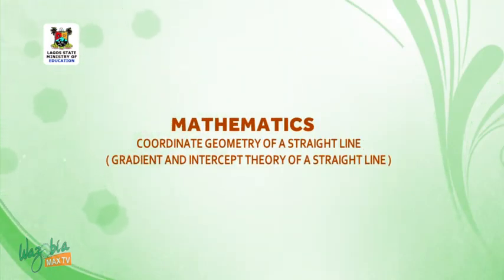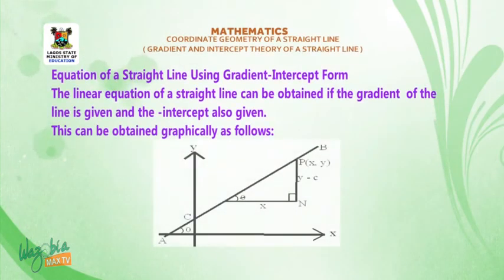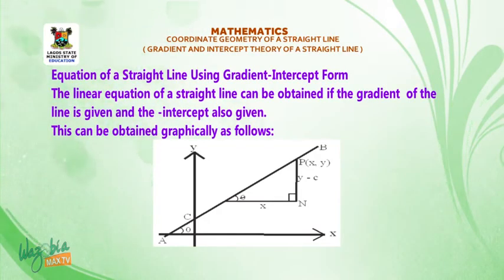Welcome back, class. Now we look at the equation of a straight line using gradient intercept form. The linear equation of a straight line can be obtained if the gradient m of the line is given and the y-intercept is also given.